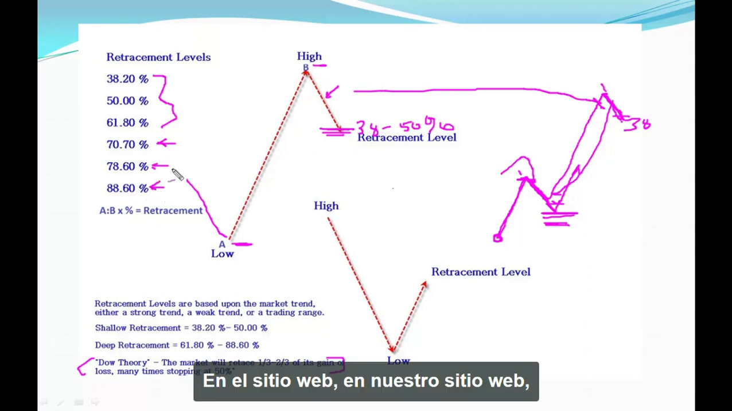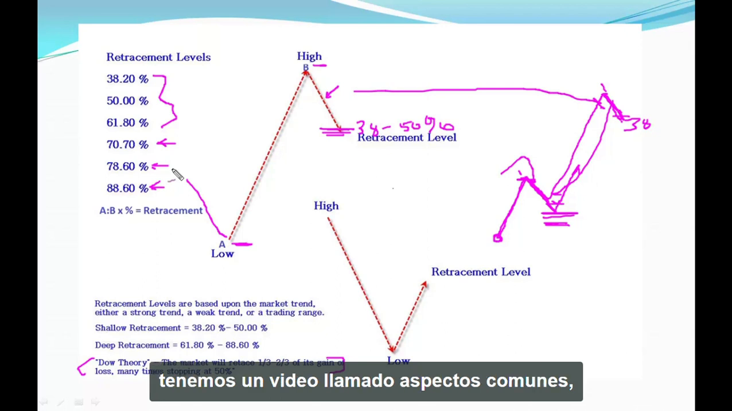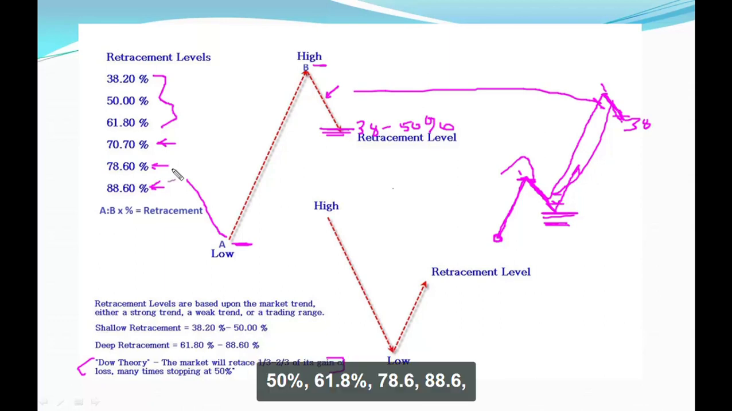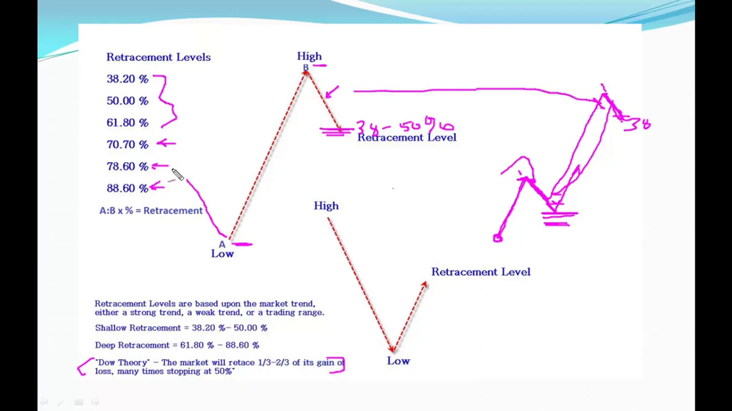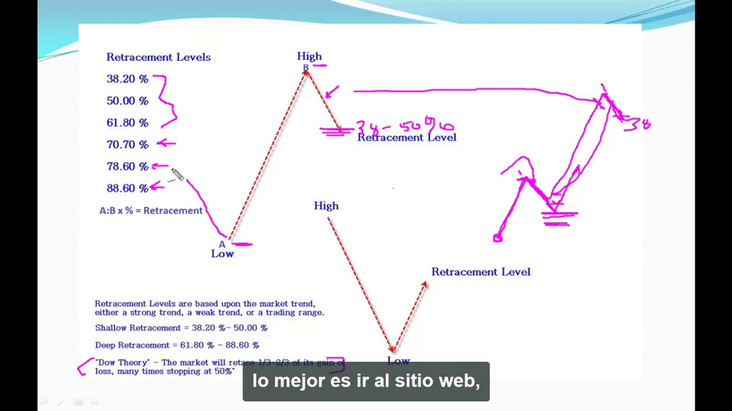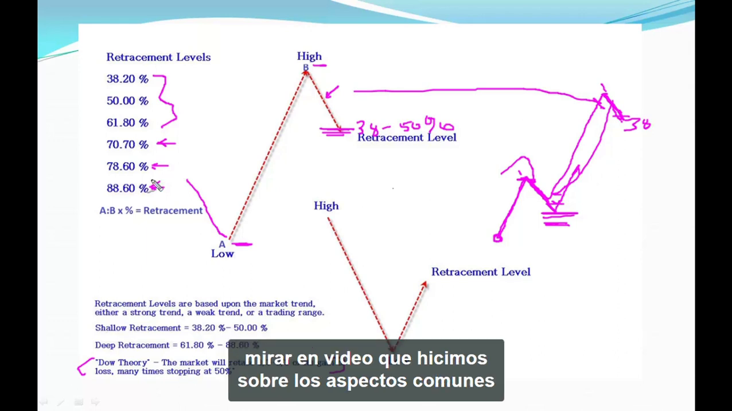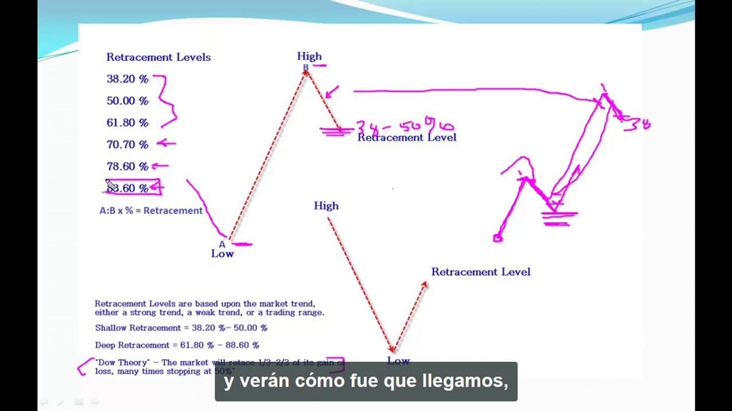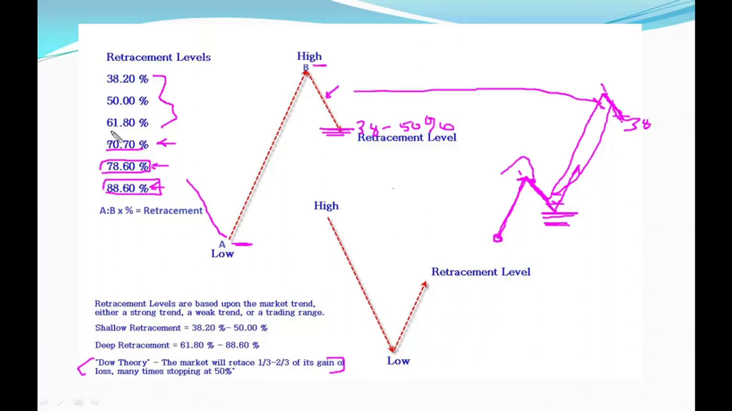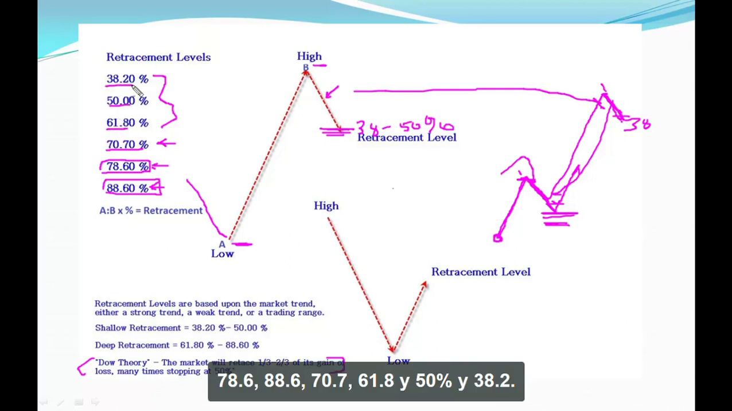On our website, we have a video called Commonalities, and I get deep into how you can arrive at 38%, 50%, 618, 786, 886. Not to go into all those details, it's best just to go on the website, look at the video we did on the commonalities, and you'll see where the 786, 886, 707, 618, 50% and 382 retracement percentages come from.